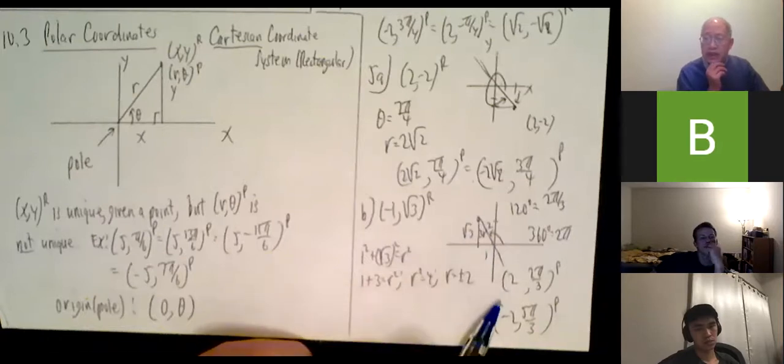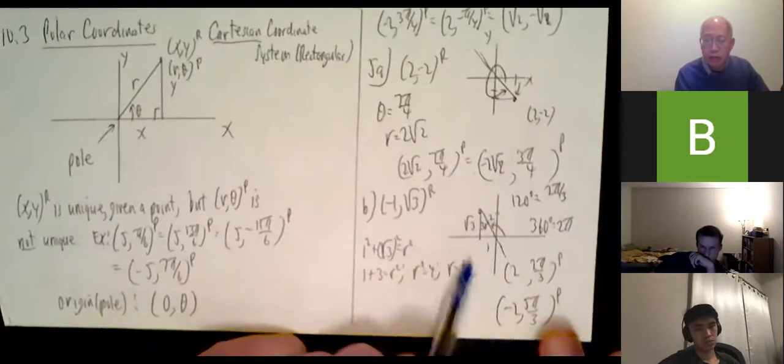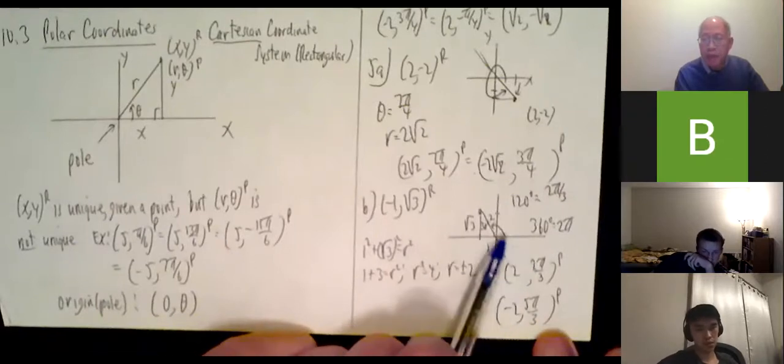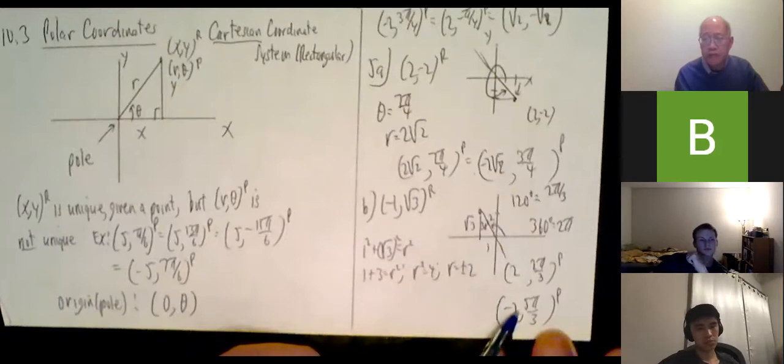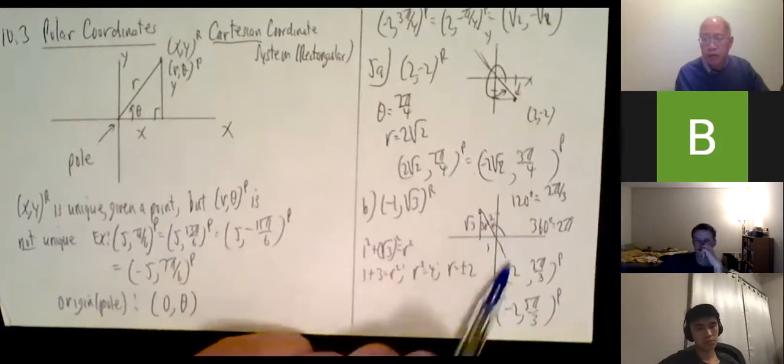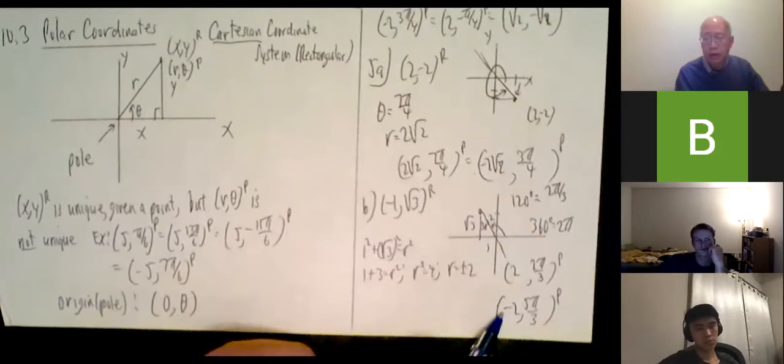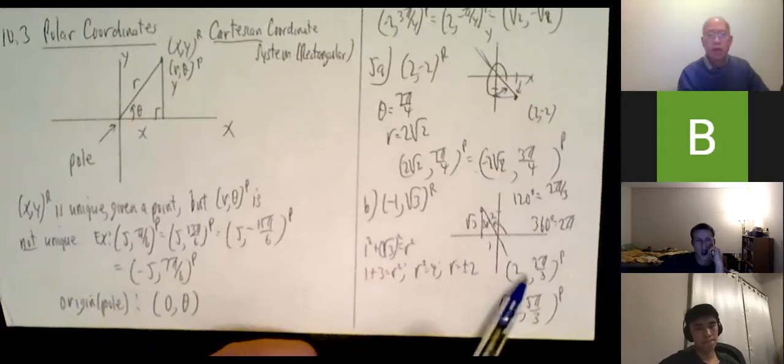To have a negative r, but still have an angle between 0 and 2 pi, I add pi to 2 pi over 3. So 2 pi over 3 plus pi is 5 pi over 3, and -2 is my r. Okay, so this is r comma theta.